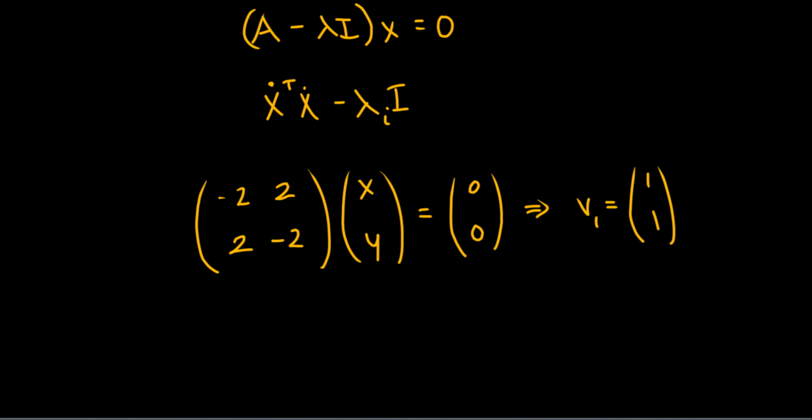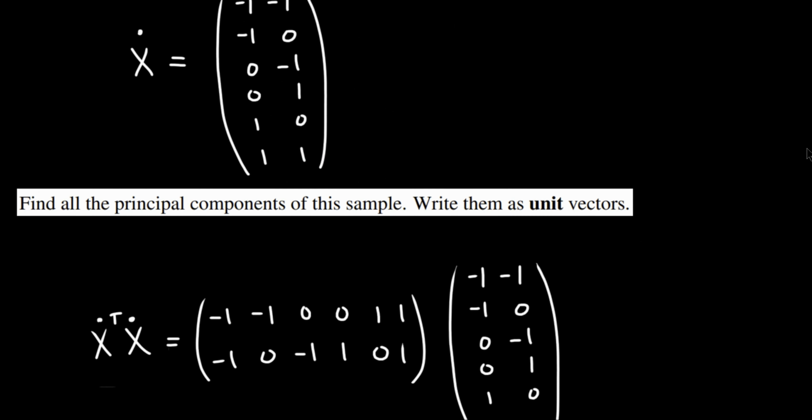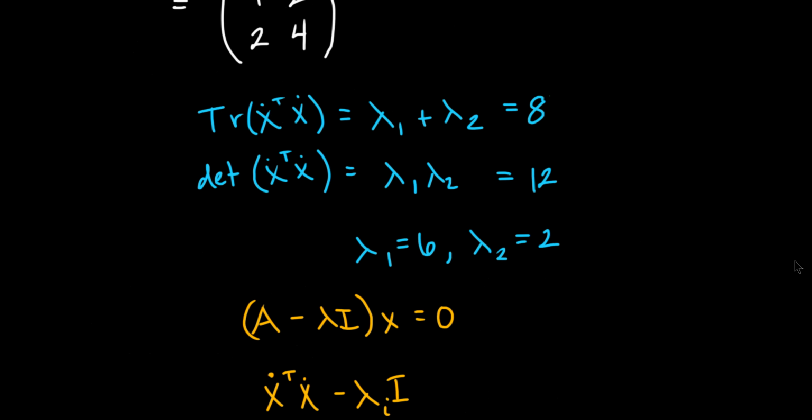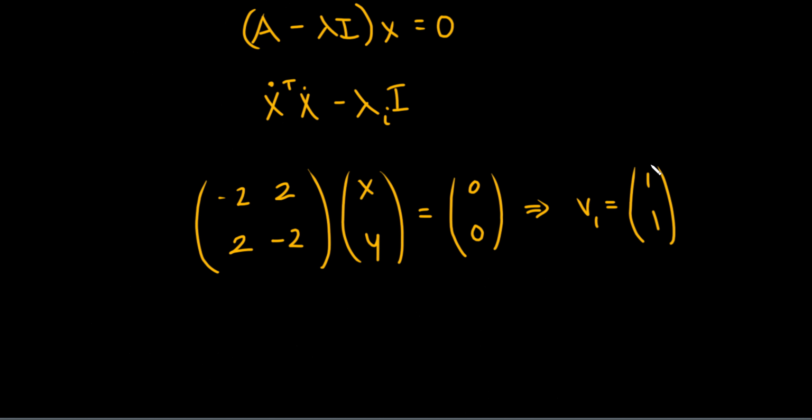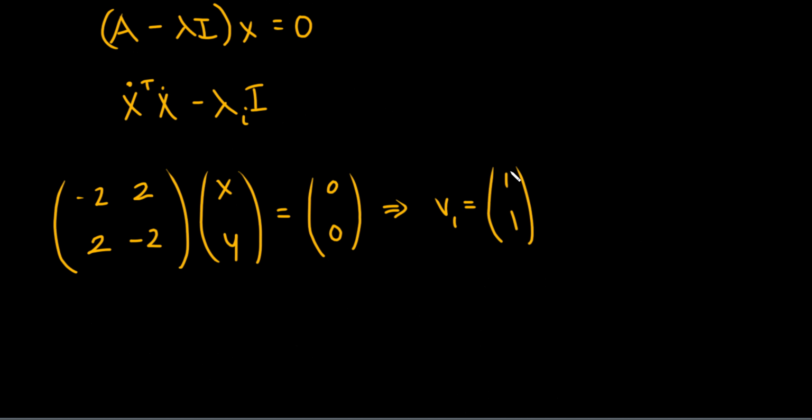But we were asked to find unit vectors. To make it a unit vector, you just need to divide the vector elements by the length of the vector, and you can fairly easily see the length of this vector is the square root of 1 squared plus 1 squared, or in other words, the square root of 2. So I'm going to call the unit vector versions of the eigenvectors u, so u1 will just be equal to 1 over root 2, 1 over root 2.